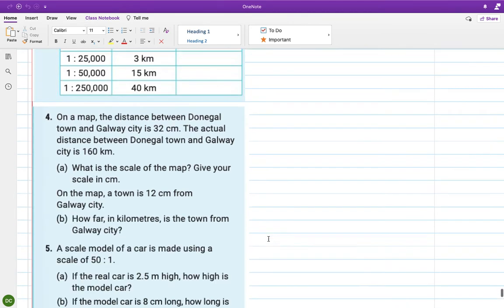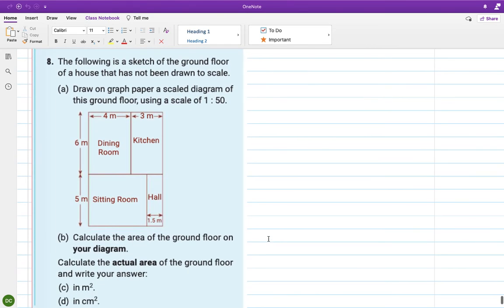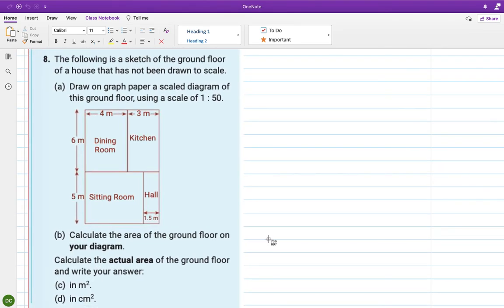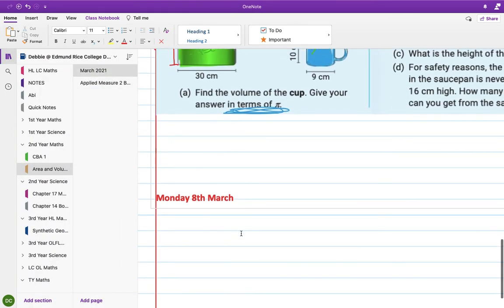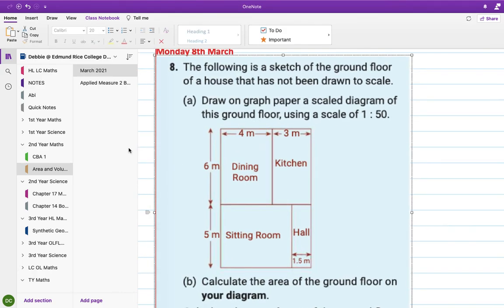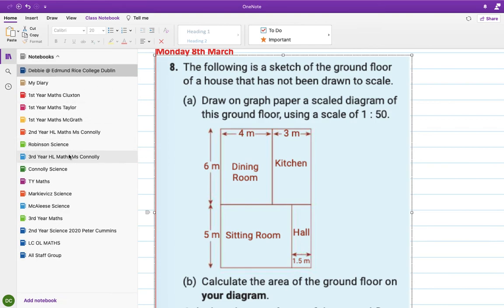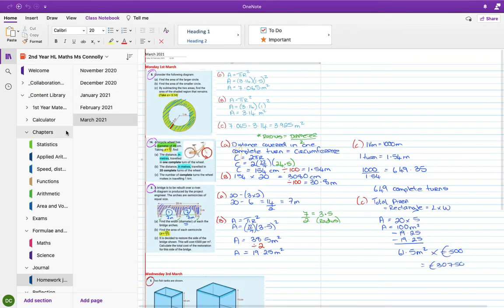Okay, have I got another nice question? Ah yeah, do the house. Okay, so this is a sketch of the floor plan of a house, and it's been scaled 1:50. So give that a go for Wednesday.